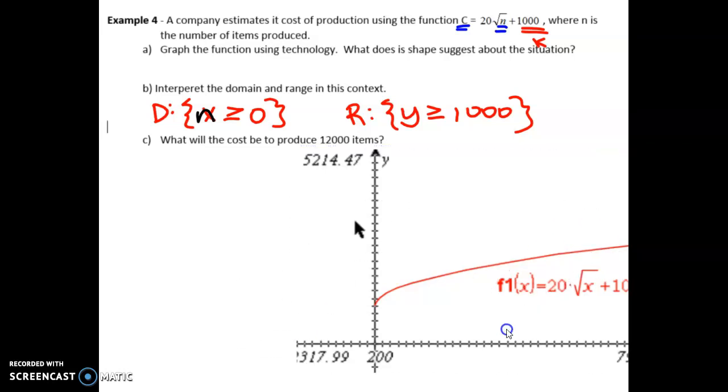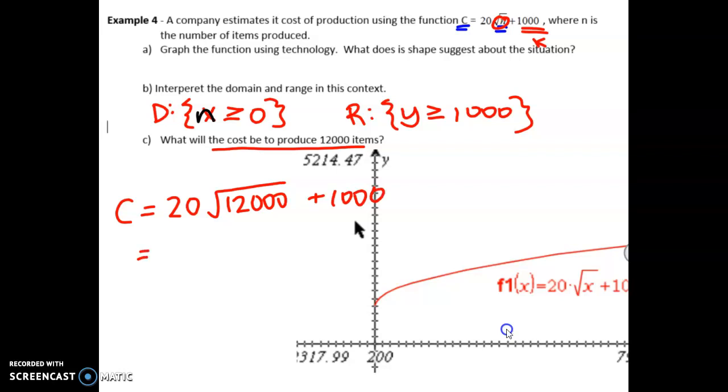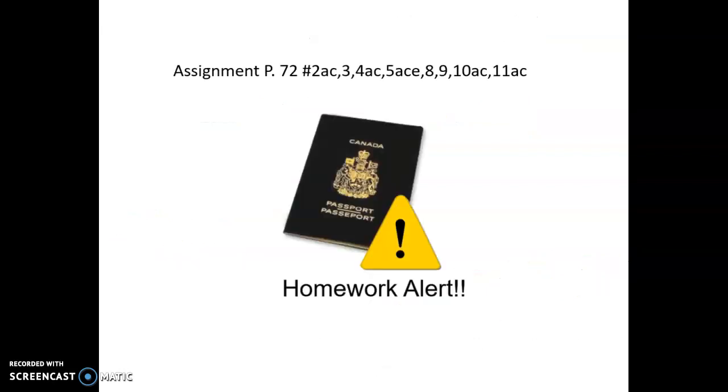Now finally, in these word problems, you're going to have to solve something. Here it says, what will be the cost to produce 12,000 items? At 12,000, we're going to plug it in for n in your equation. So it'll be C equals 20 square root of 12,000 and then plus 1,000. Let's just calculate this. You have to follow BEDMAS, so we'll have to root the 12,000 first, then multiply it by 20, and then add the 1,000 after. Let's take a look then at these problems. We'll take the next little while to work through them.